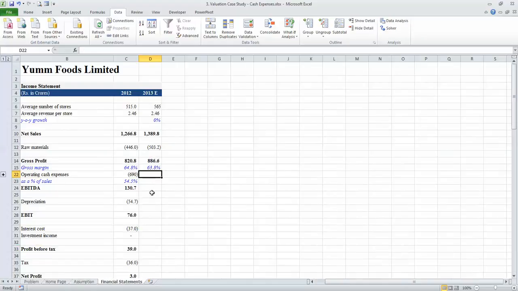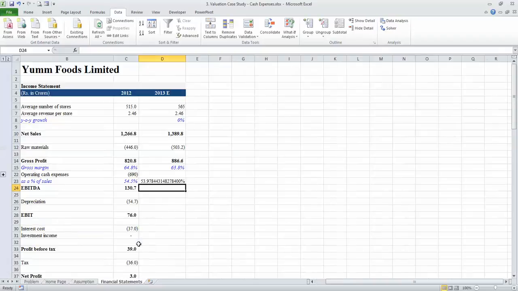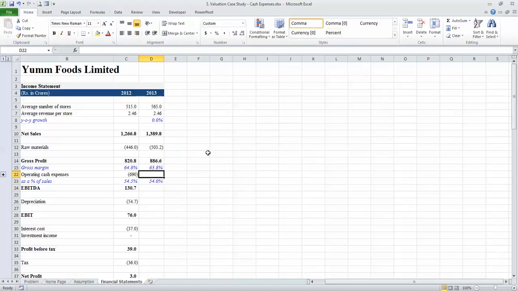In our financial statements, again we'll mention operating cash expenses percentage of sales is going to be last year's operating percentage plus the change divided by 10 to the power 4, which is 53.97%. Since we intend to keep all expenditure numbers in negative, rather than simply multiplying it as a percentage of sales, we'll add a minus sign at the beginning. Sales multiplied by the rate gives us the operating cash expenses.